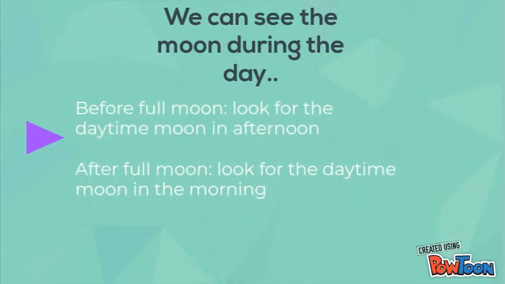Now, let's have a little recap about the full moon. So, the full moon we can see it 2 times during the daytime, before full moon and after full moon. Before full moon, we can see it in the afternoon, and after full moon, we can see it in the morning.